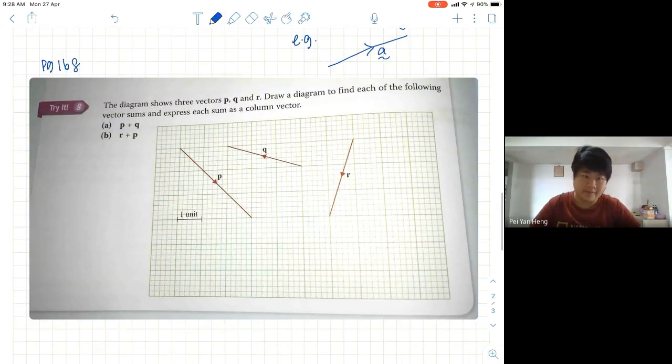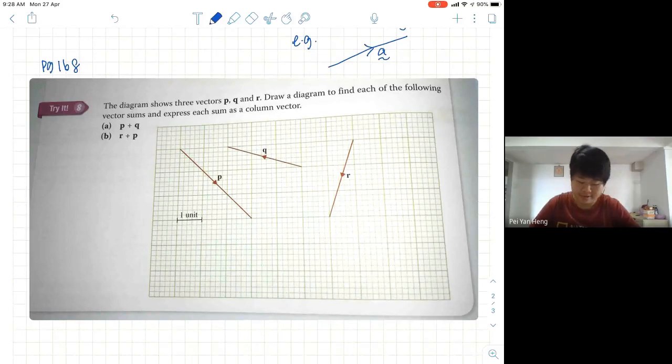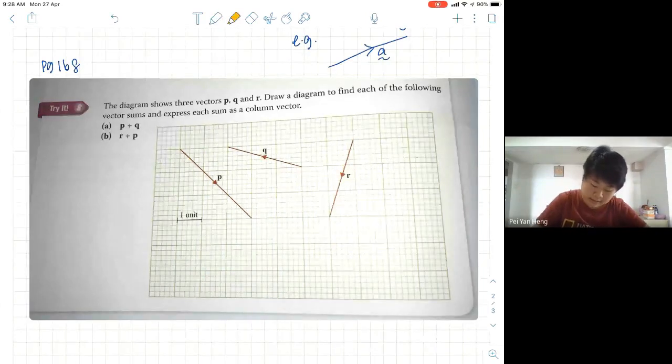Okay, so I've taken a picture of the book of the question. And this is try 8. Here they want you to draw a diagram to find each of the following vector sums and express each sum as a column vector. So very quickly, because the keyword here is they want a column vector, let's just identify the column vectors first.